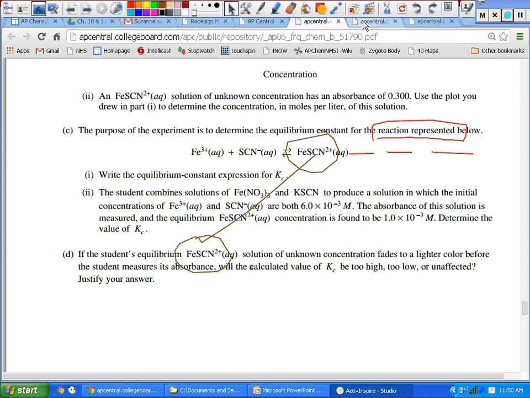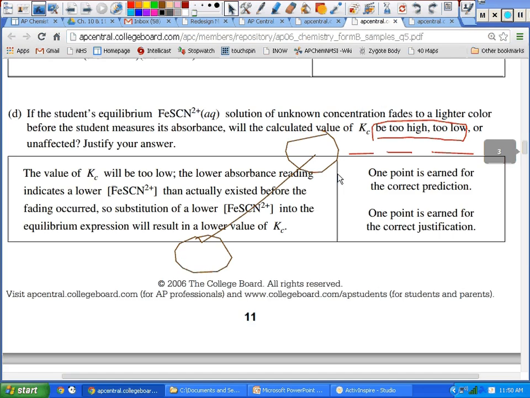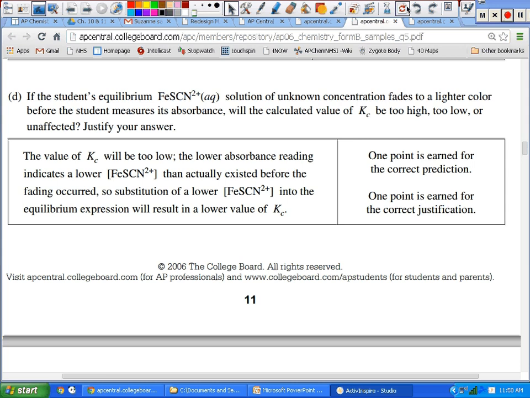This is their answer explanation. The value of Kc will be too low. Notice what they just told you though. 1 point is earned for correct prediction. There's your 33% chance. Congratulations. Okay. The lower absorbance reading indicates lower. What does the bracket thing mean? So that means the concentration did what?